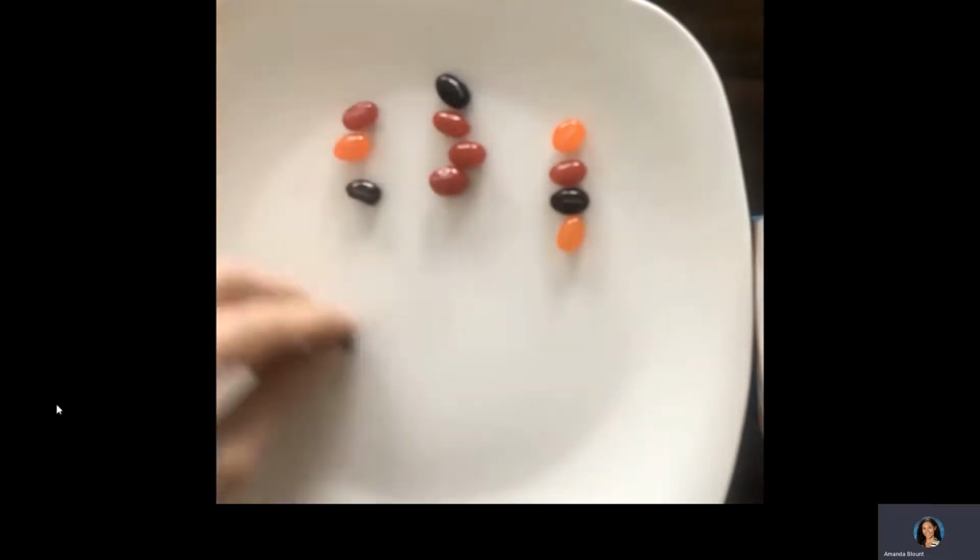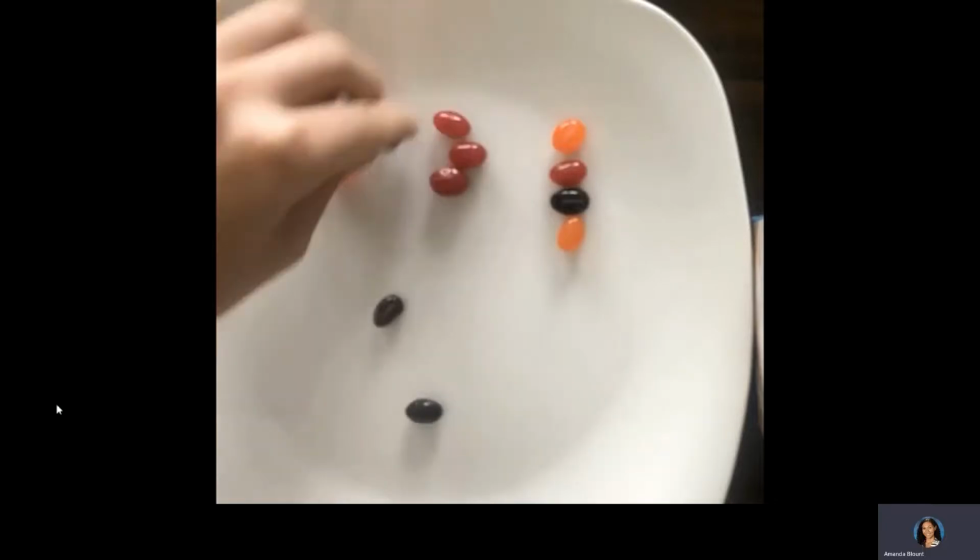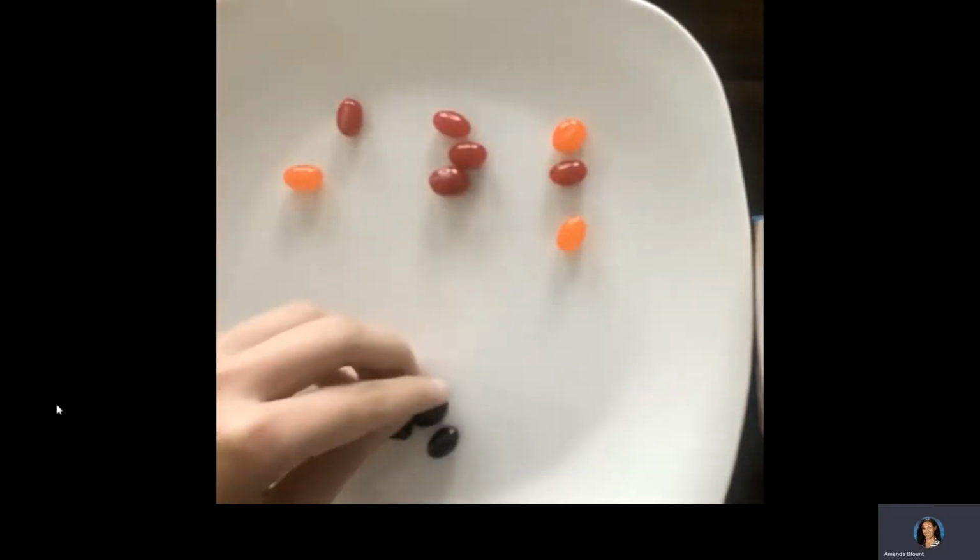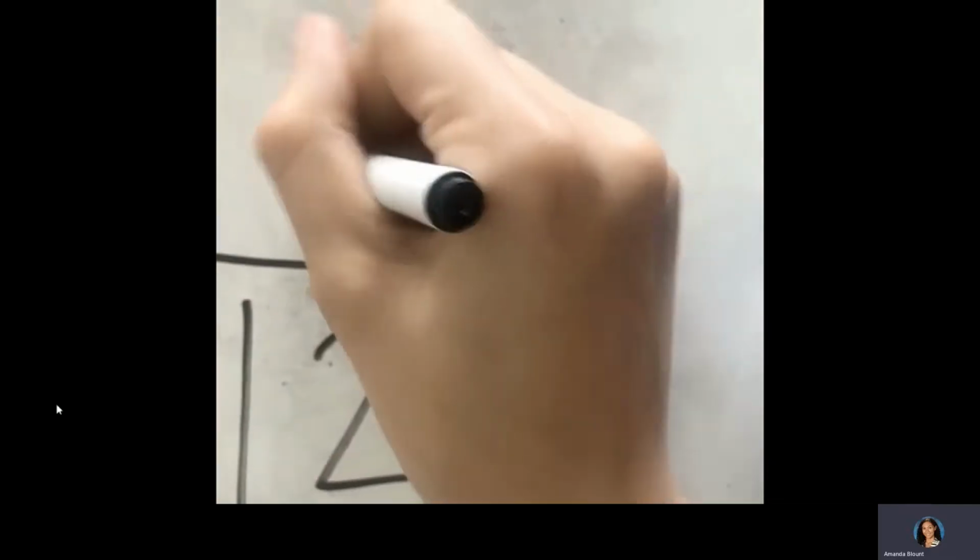Now let's see what fractional part of jelly beans are purple. 1, 2, 3, 4. So there are 4 out of 12 jelly beans that are purple. So if I were to write that as a fraction, I would write it like this. That's showing that I have 4 out of 12 jelly beans that are purple.